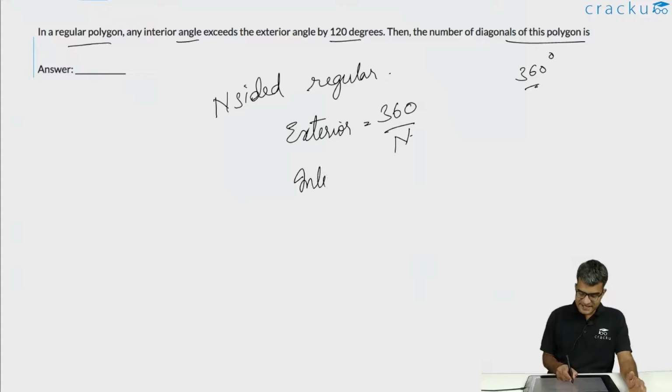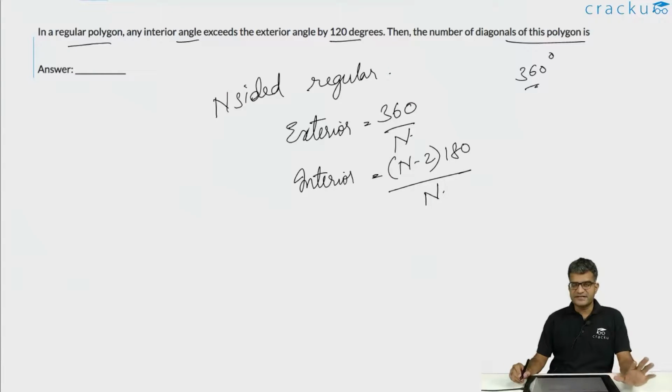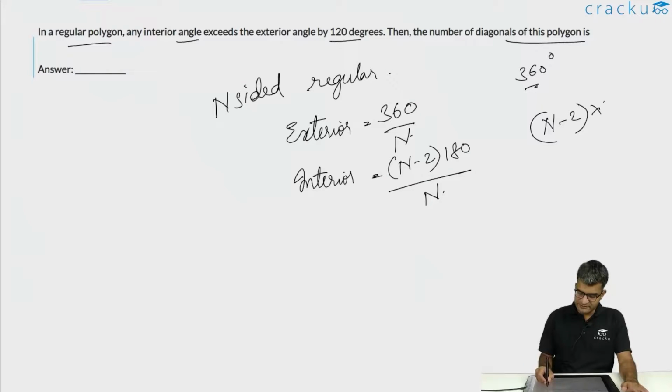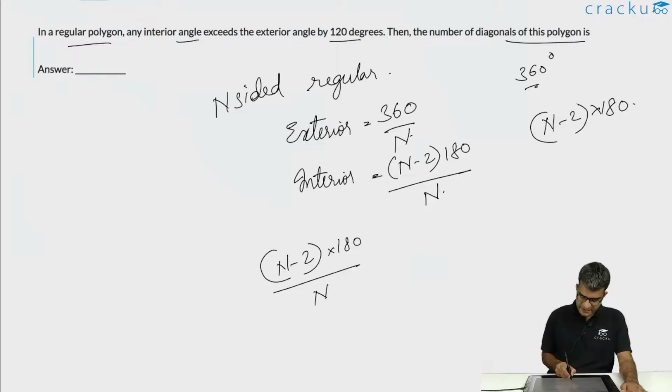And each interior angle will be equal to (n minus 2) into 180 divided by n, because we know that in an n-sided polygon, the sum of the interior angles will be (n minus 2) into 180. Now what we are told is that (n minus 2) into 180 divided by n is equal to 360 by n plus 120.